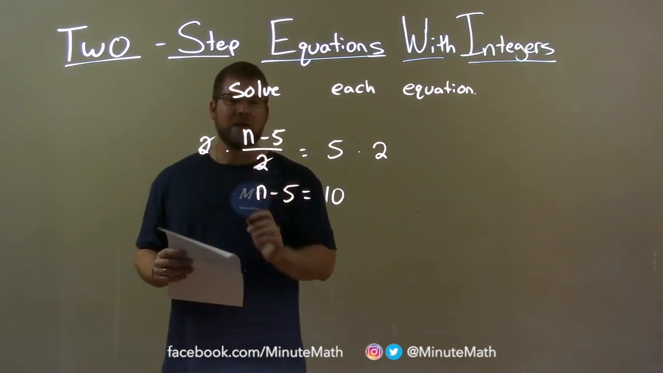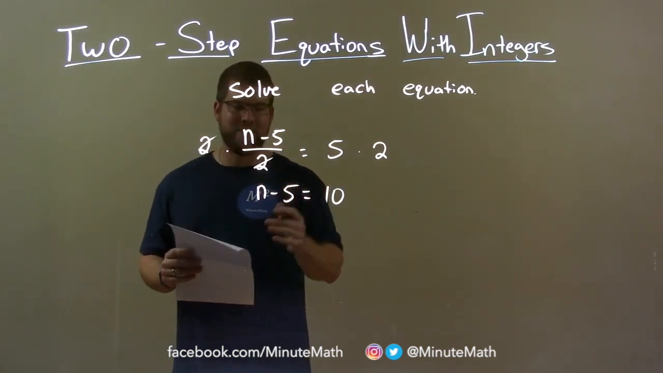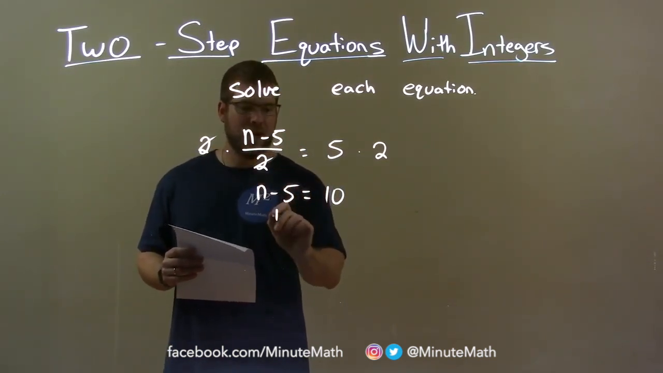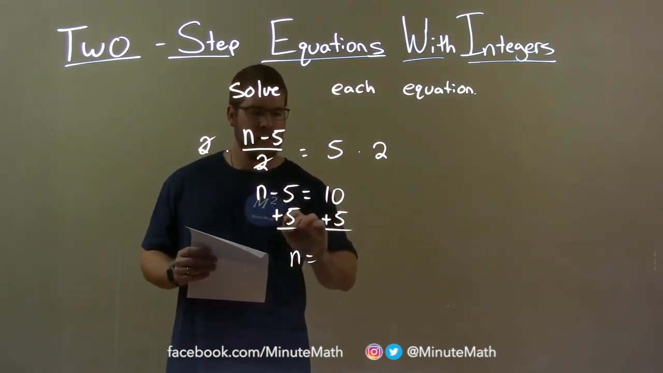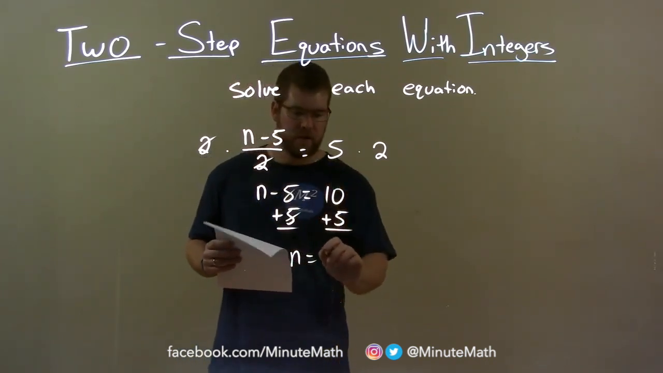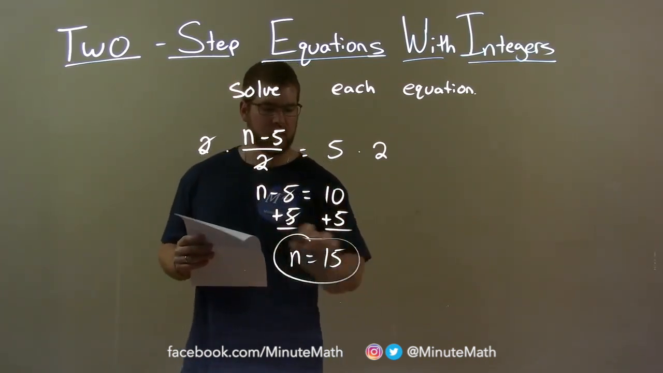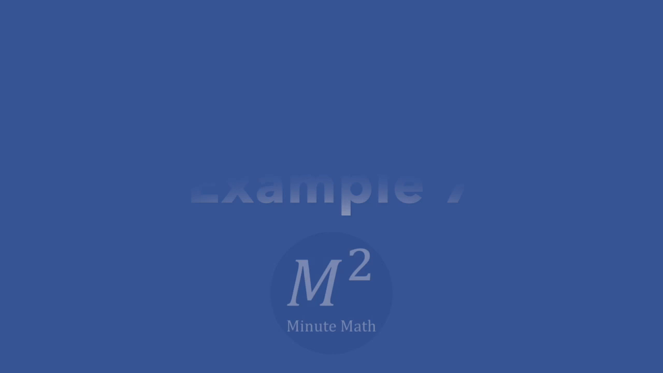Now, subtracting by 5, opposite of that is addition. If we add a 5 to both sides, we're left with n by itself. The 5's cancel. 10 plus 5 is 15, and so my final answer here is n equals 15.